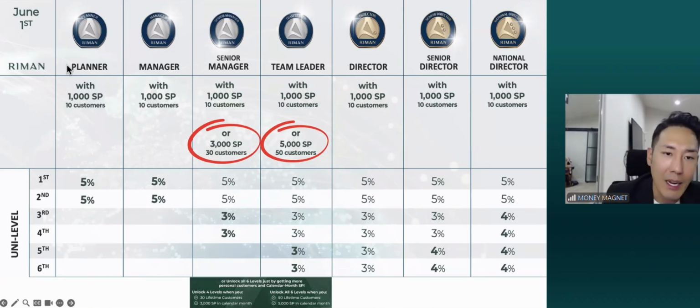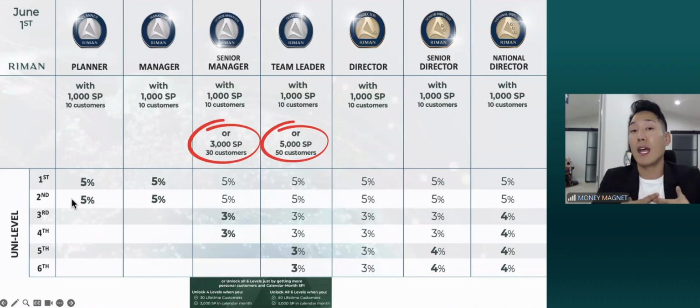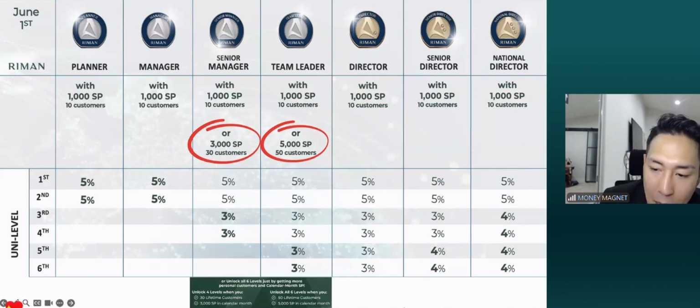Now, when you become a planner and you do 1,000 SP and 10 customer lifetime points, you're going to unlock 5%, 5%, 2 levels, right? So my frontline and my frontline's revenue, I'm going to be able to get paid on that, right? So anybody in all ranks that does 1,000 SP and 10 lifetime customers, it's going to unlock 2 levels, 4 levels, team leader, it's going to unlock all 6 levels, director, all 6 levels, senior director, 6 levels, national director, 6 levels. And in the 4th, 5th, 6th levels, you get incrementally higher pay as you go along the rank.